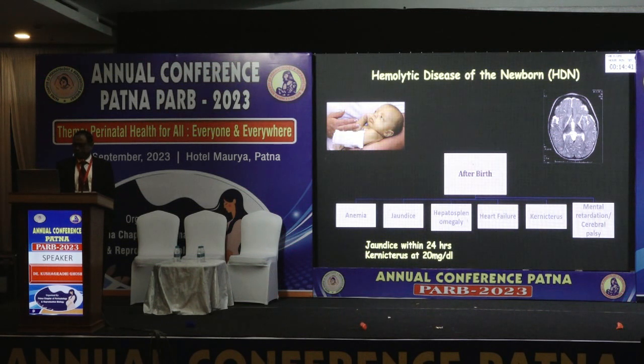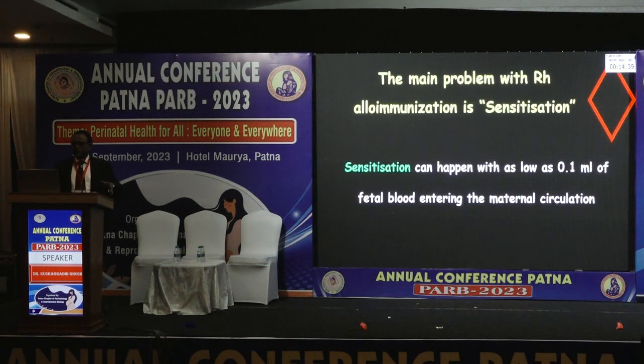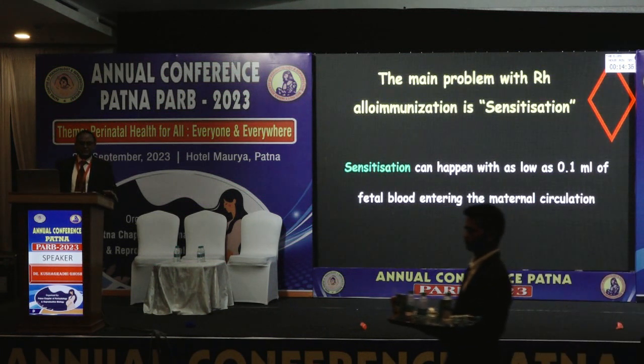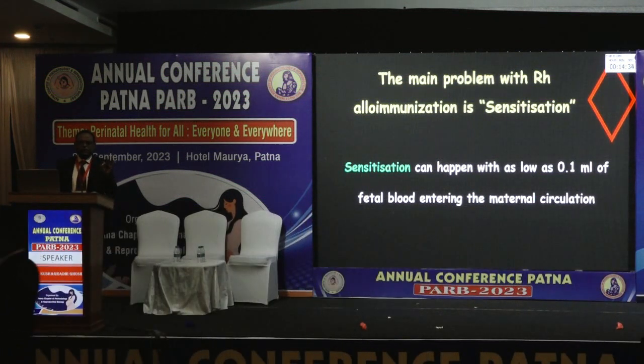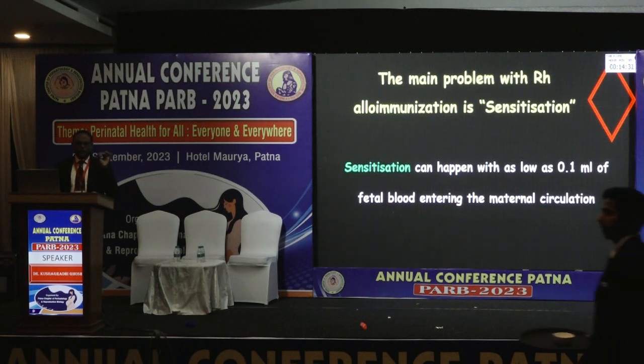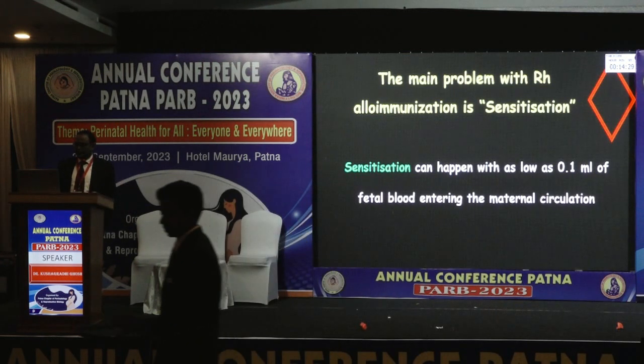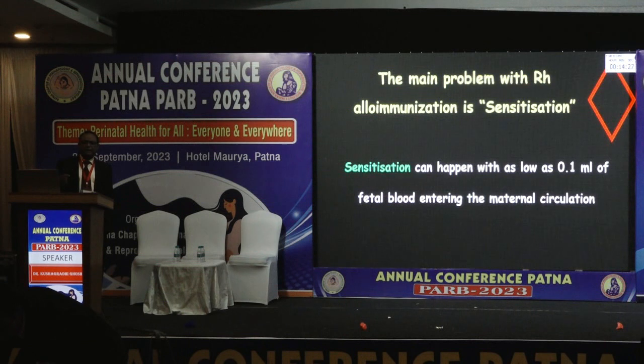Now, the main problem with Rh alloimmunization is sensitization. So this sensitization has to happen, which is the first inoculum of D antigen which enters the fetal and the maternal circulation, and it can happen with as low as 0.1 ml.